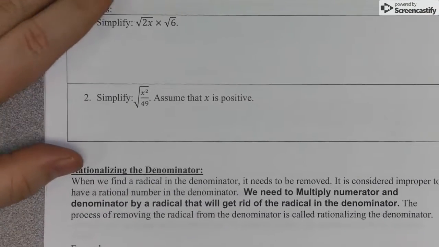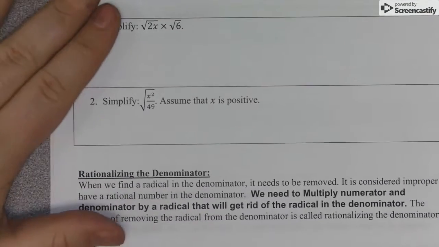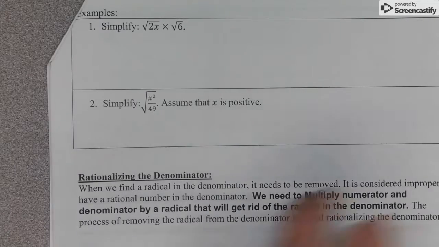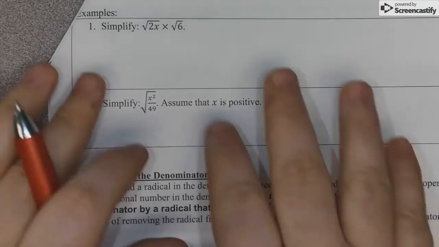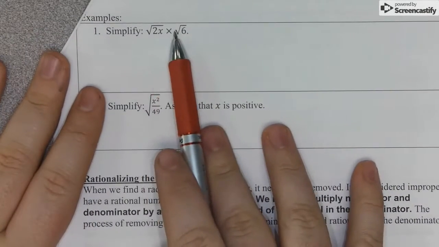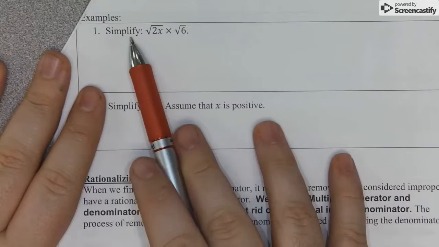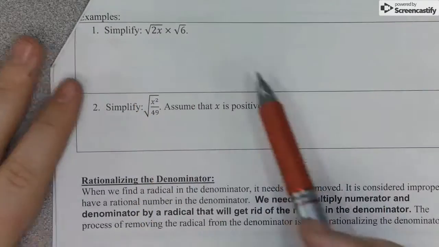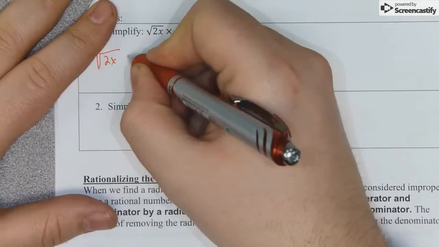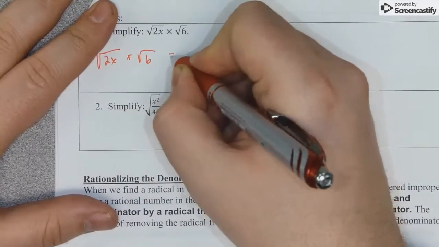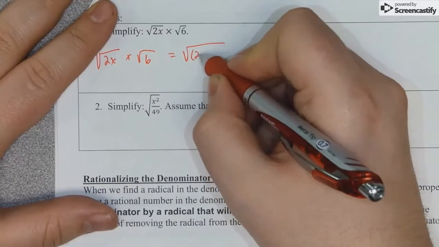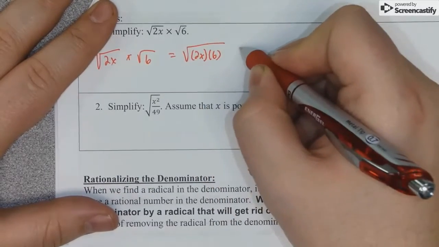So here's one where they're asking you to multiply 2 radicals together. As long as the indexes are the same, you can multiply radicals together. You just got to check and make sure the indexes are the same. And in this case, is that true? Are the indexes the same? Yes. They're both square roots here. So I can do the square root of 2x times the square root of 6. That would be the square root of 2x times 6.